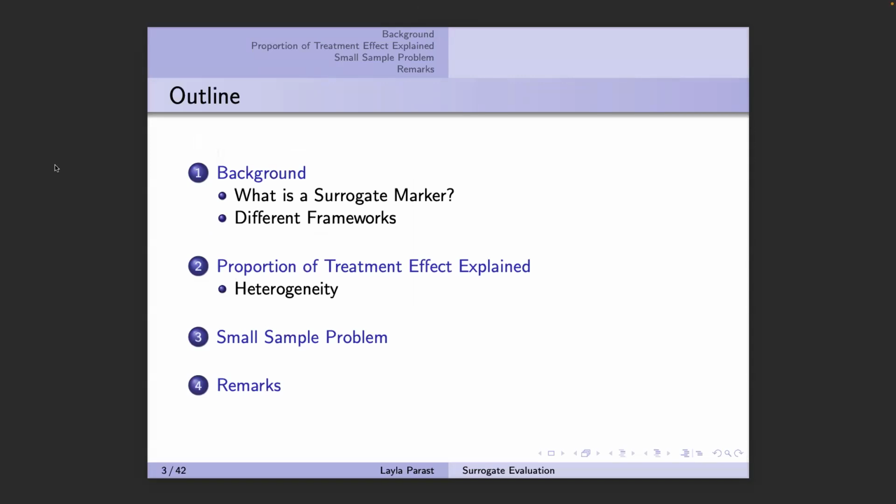Okay, so an outline. I'll go through some background describing what is a surrogate marker in the first place and some different frameworks that are available to evaluate a surrogate marker. I'll specifically talk about one of those frameworks, which is the one that I have worked in, the proportion of treatment effect explained framework. And within that framework, I will talk about this heterogeneity idea. And then third, I'll talk about the small sample problem and close with some remarks.